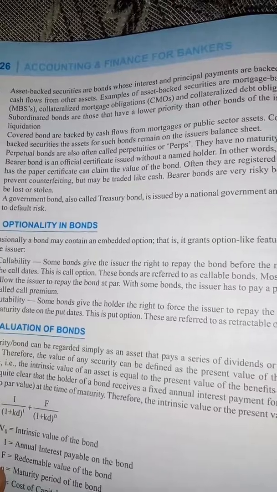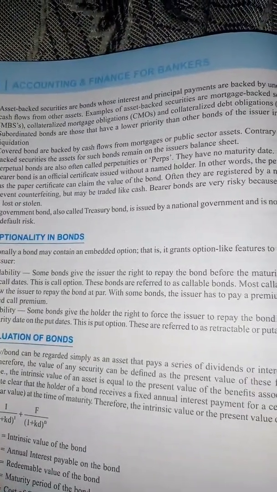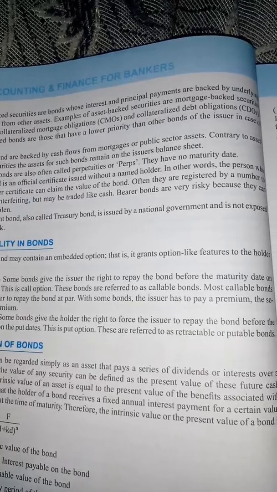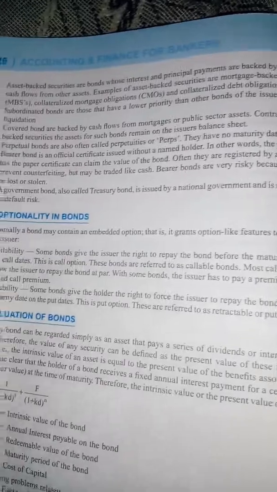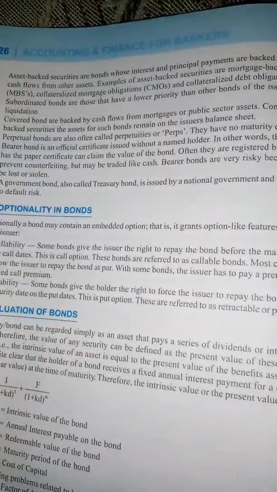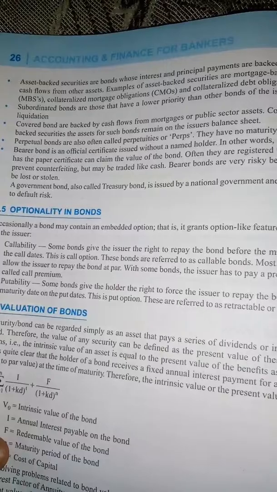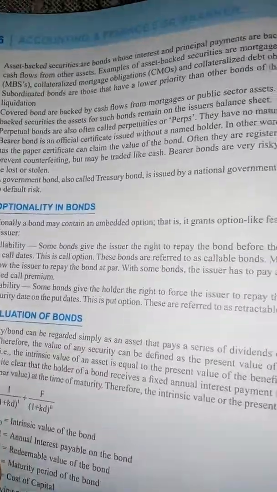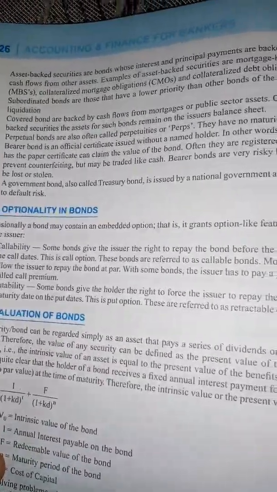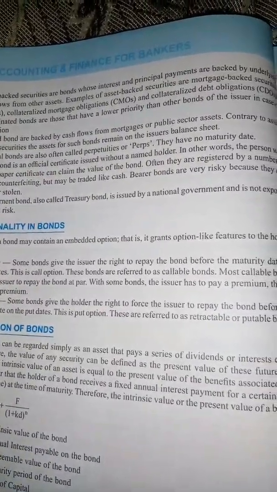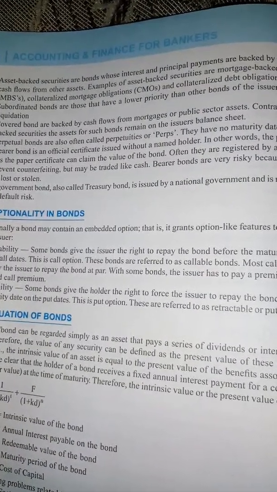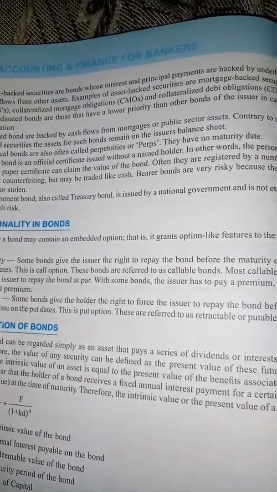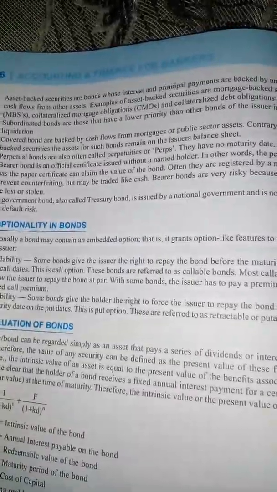Ninth, subordinated bonds are those that have a lower priority than other bonds of the issuer in case of liquidation. Covered bonds are backed by cash flow from mortgage or public sector assets. Contrary to asset backed securities, the assets for such bonds remain on the issuer's balance sheet.